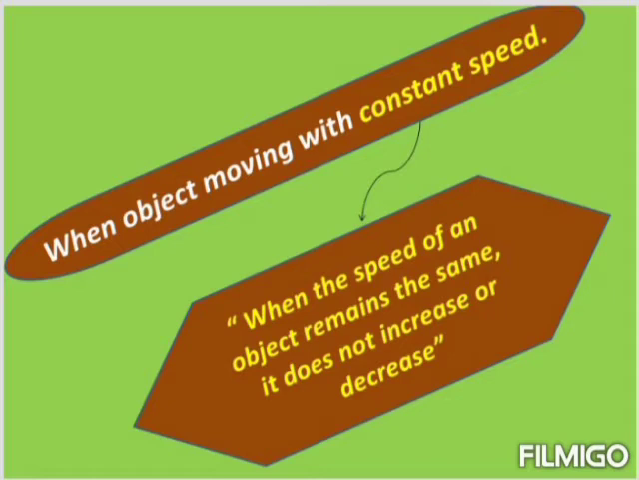So the definition for constant speed is when the speed of an object remains the same and does not increase or decrease. So if we observe an object and throughout our observation the speed of the object does not change, we can say that the speed of the object is constant. So we have to take the different values of distance and time on a distance-time graph, find the constant speed, and find out the shape of the distance-time graph.